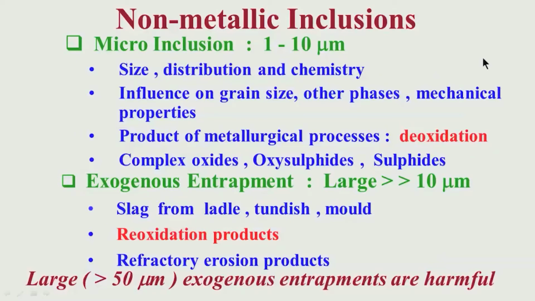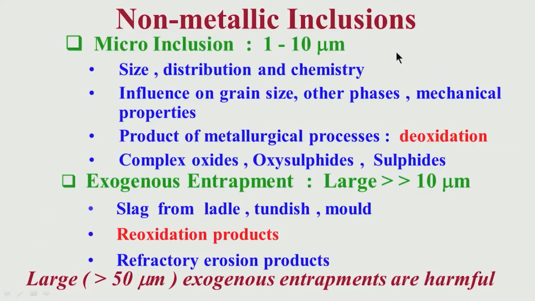Now, let me talk in certain detail about what we meant by non-metallic inclusions, what the types of inclusions are, and where they are coming from. I have mentioned that micro inclusion basically means inclusions which we cannot see with the normal eye. These have to be seen under the microscope.